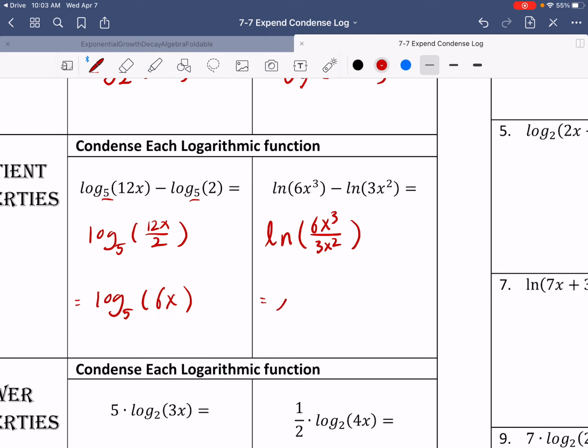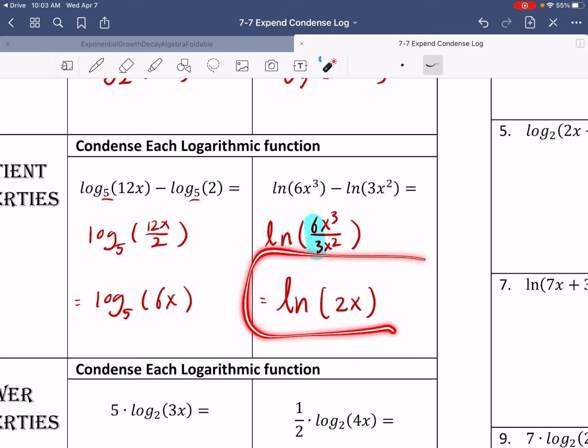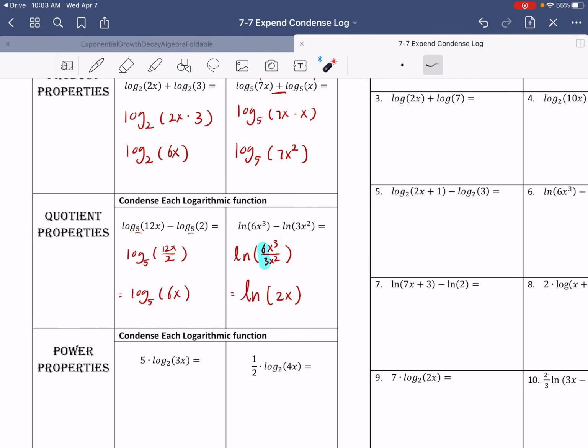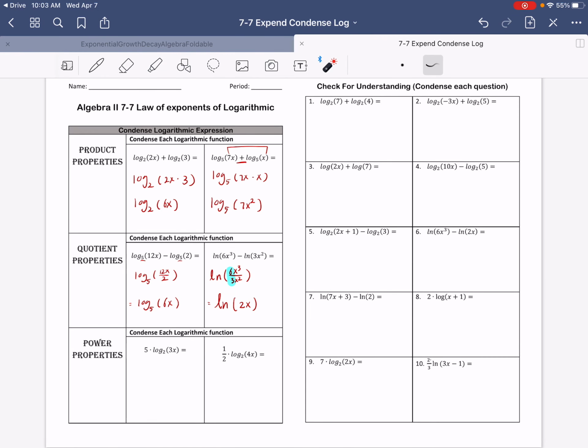And as you know, 6 divided by 3 is 2. X cubed divided by x squared, which means 3 minus 2 is gonna be just x. This one is a law of exponent, by the way. Right? So that's a divide. So at this point, you should be able to do this. You should be able to do this as well. All right.